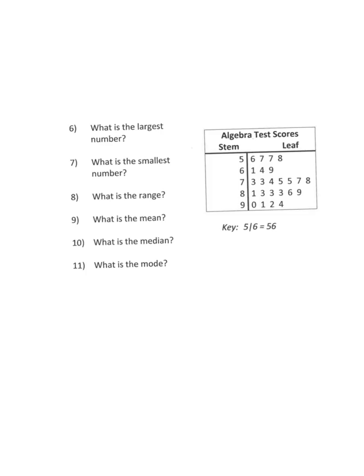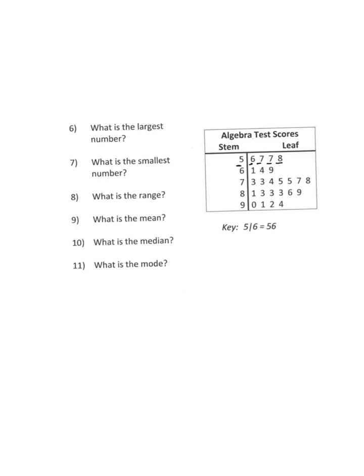Let's look at another set of data. The first question says, what is the largest number? So in this table, our first number here would actually be a 56. So you take that number out front here, 5, and that's my tens place, and then these are all my ones. So I've got 56, 57, another 57, and another 58. So that's how I read this stem and leaf table.